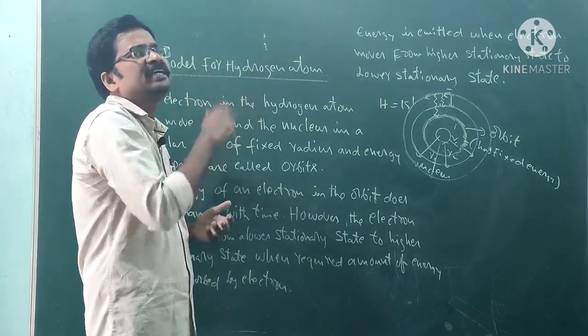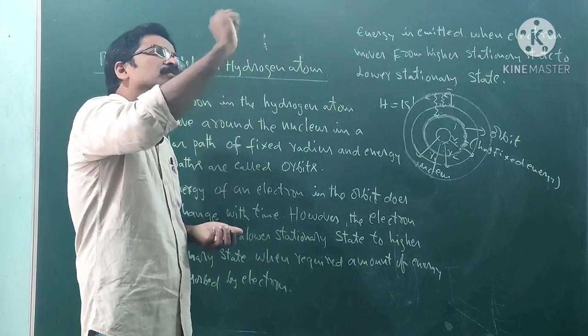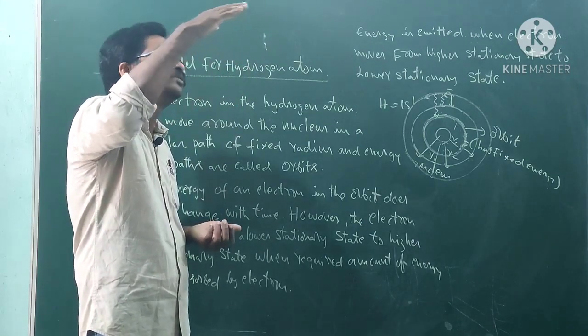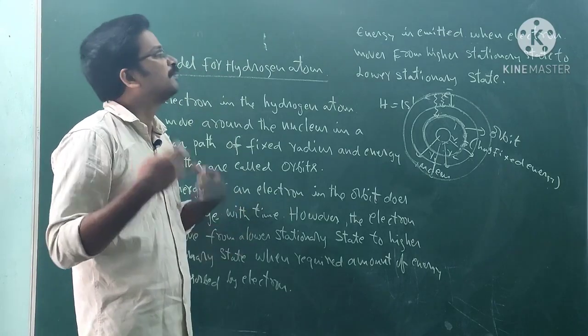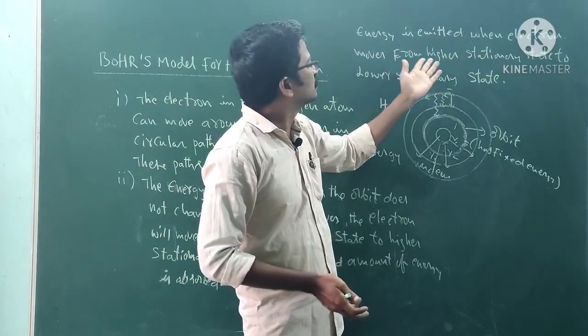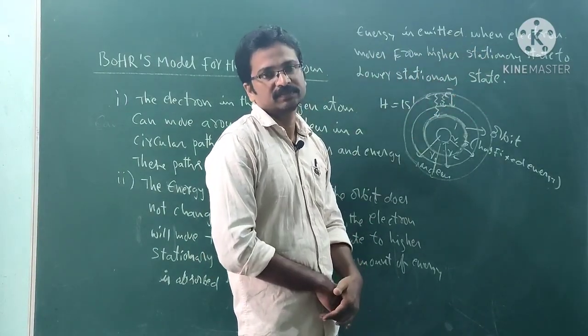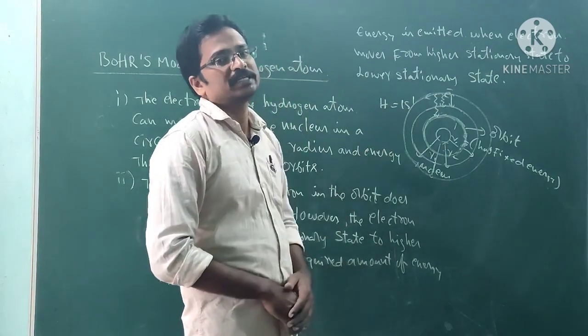An electron in a higher energy state is not stable. So when the electron moves from a higher energy level to a lower energy level, it can emit energy. Energy is emitted when an electron moves from a higher energy state to a lower energy state. In this way you can understand it.